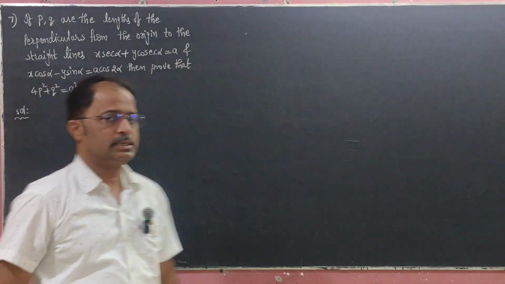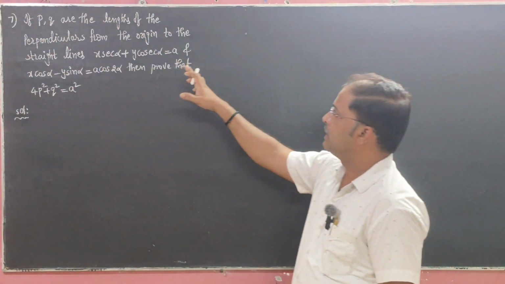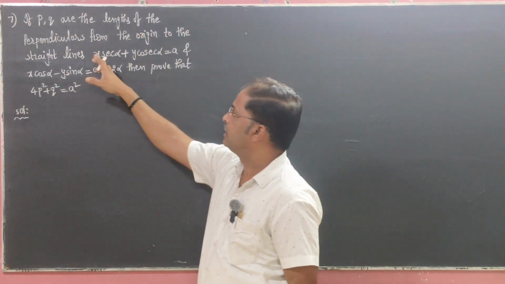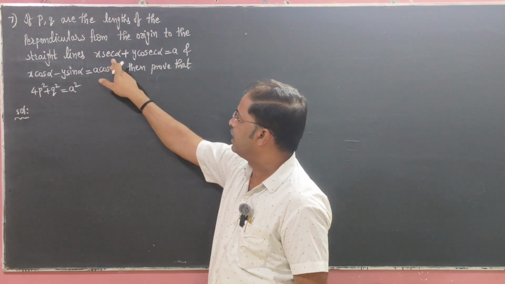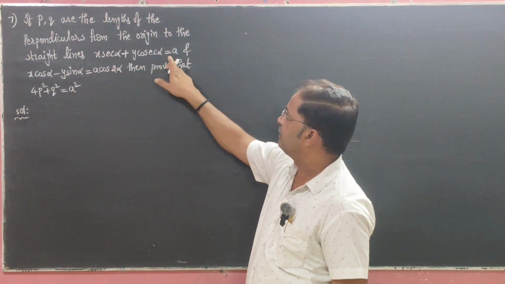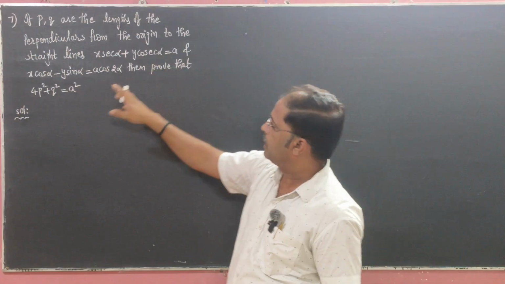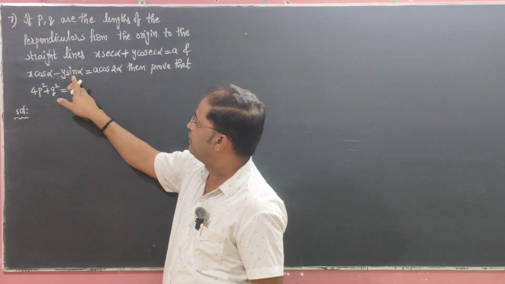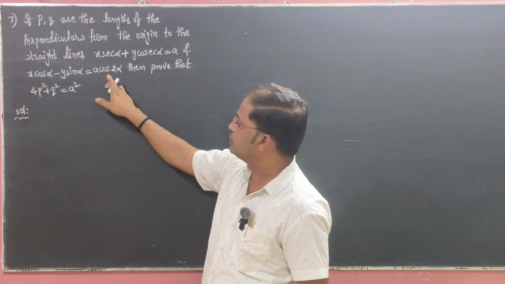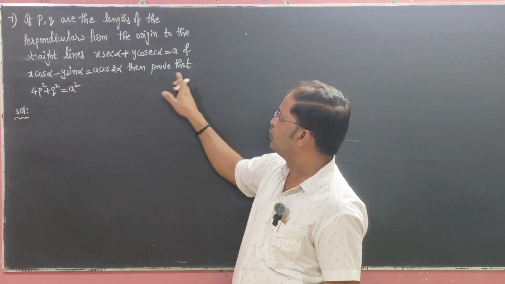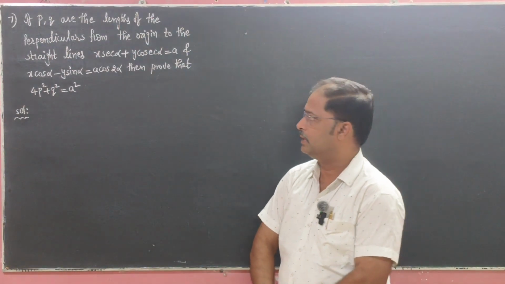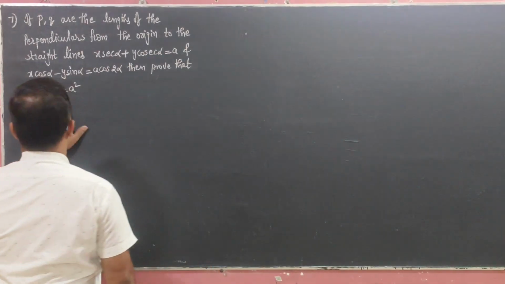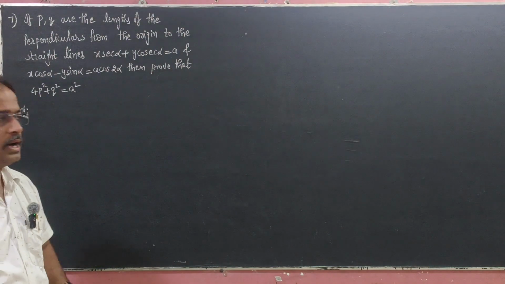The question is: if p, q are the lengths of the perpendiculars from the origin to the straight lines x sec alpha plus y cosec alpha equals a, and one more line x cos alpha minus y sin alpha equals a cos 2 alpha, then prove that 4p square plus q square equals a square. So we have to prove that 4p square plus q square equals a square.